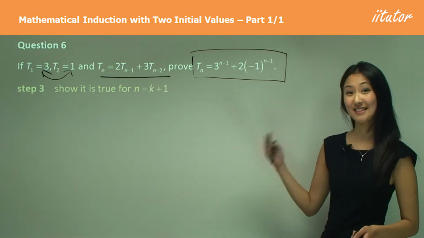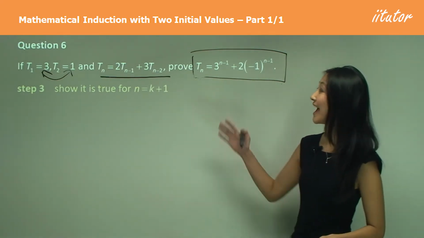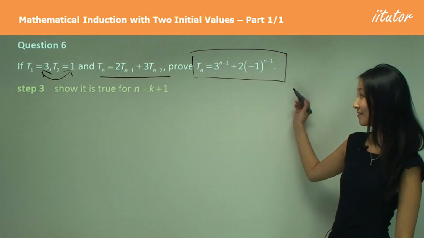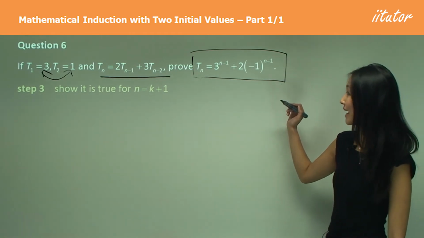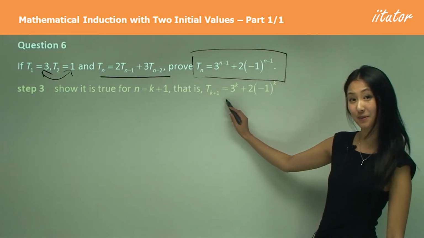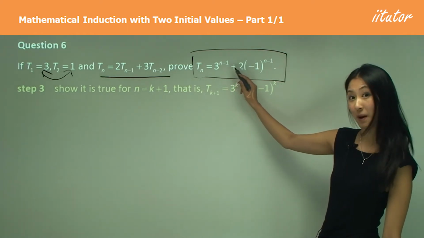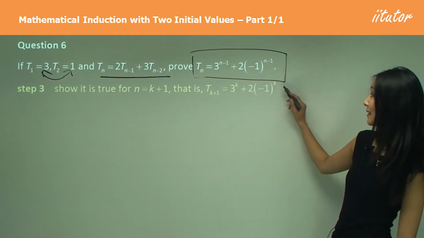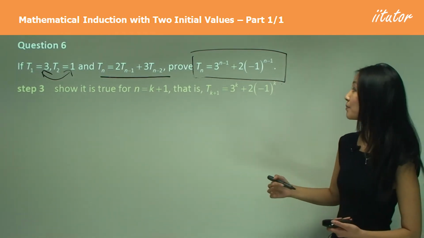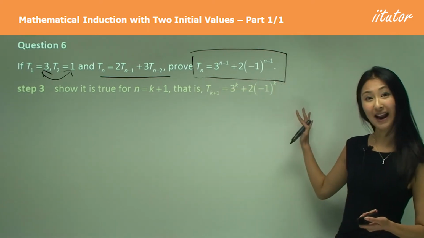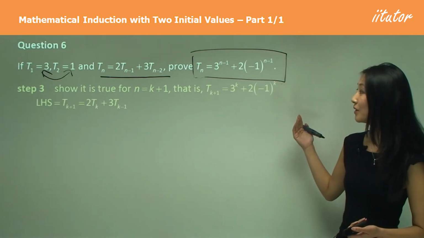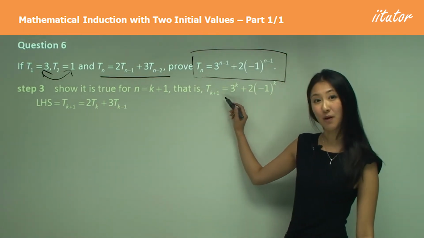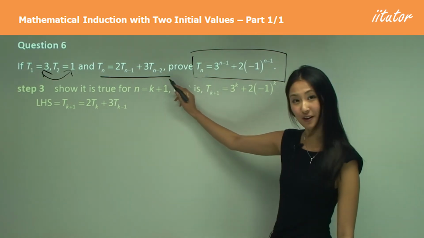So now we can move on to step 3, where we want to show that it is true for n equals k plus 1 for this equation over here. So substituting in k plus 1, we have tk plus 1 equals, k plus 1 minus 1 just gives me k. And over here, k plus 1 minus 1 gives me k as well. So I want to prove that the left-hand side equals the right-hand side. So the first thing I want to do is start off with the left-hand side, and that equals tk plus 1.